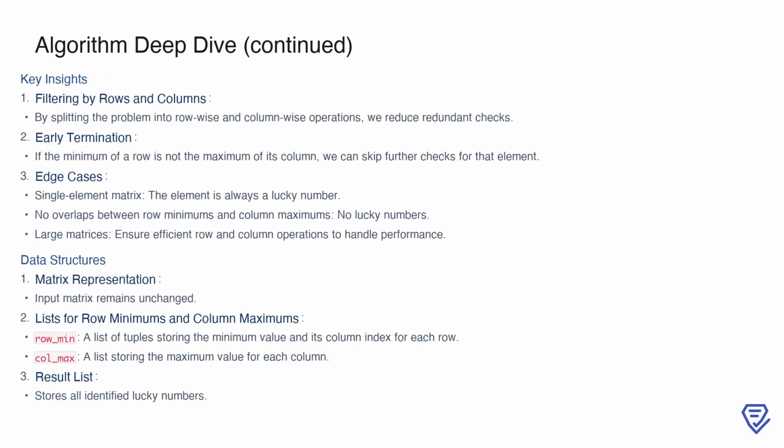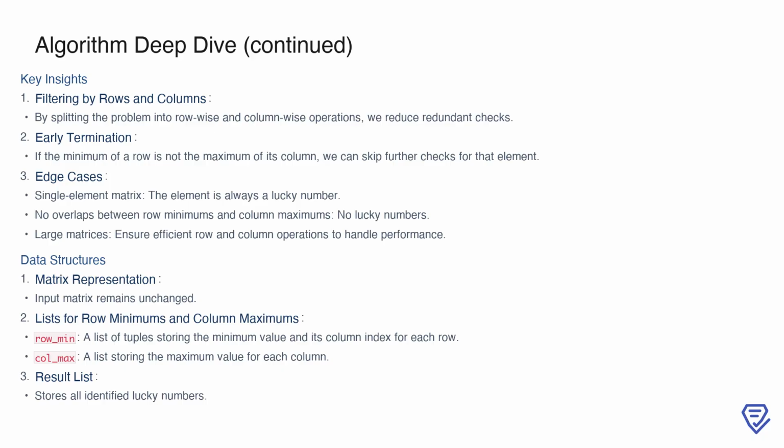This approach highlights several key insights. First, by separating the problem into row-wise and column-wise operations, we eliminate unnecessary computations and streamline the process. Additionally, we can implement early termination. If the minimum value in a row is smaller than all column maximums, we can immediately skip further checks for that row. This saves computational effort.